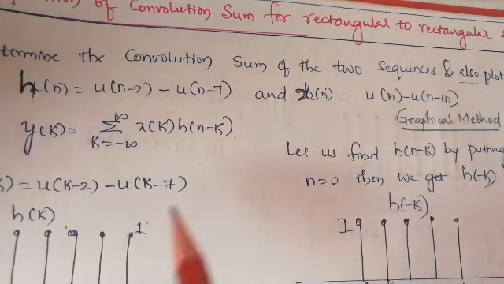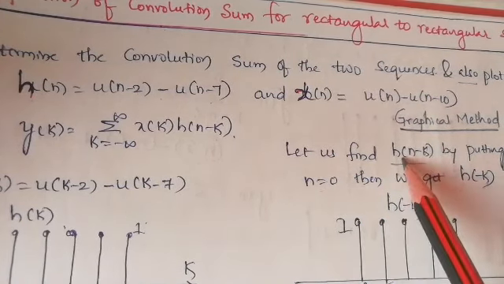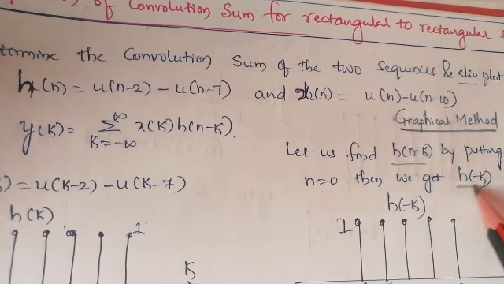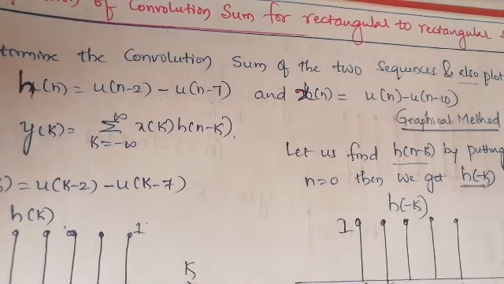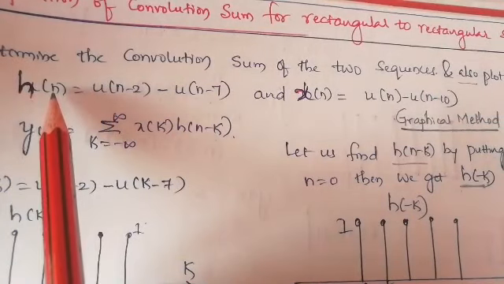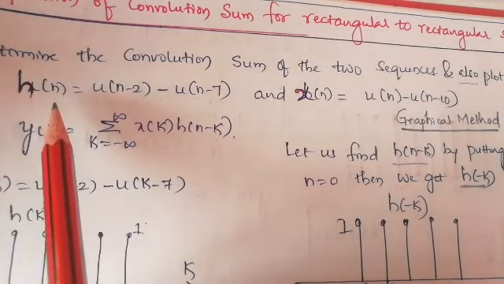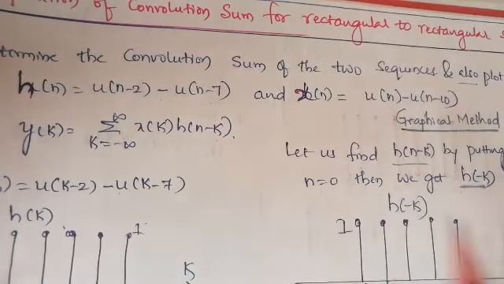Let us find h of n minus k by putting n equal to 0. You substitute n equal to 0, it becomes h of minus k. h of minus k means it is the reflection of h of k. So h of k means wherever n is there, replace it by index k. h of k equal to u of k minus 2 minus u of k minus 7.